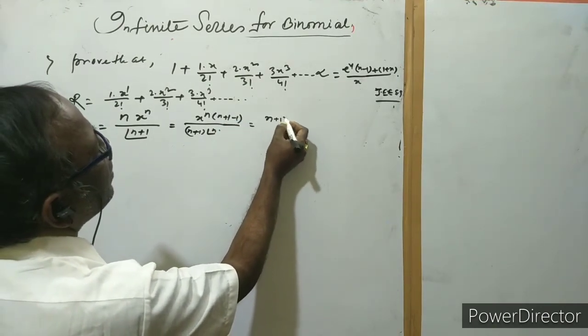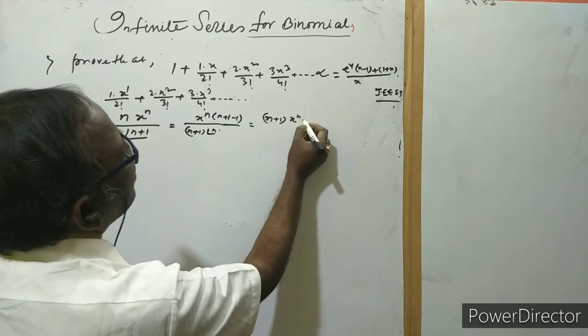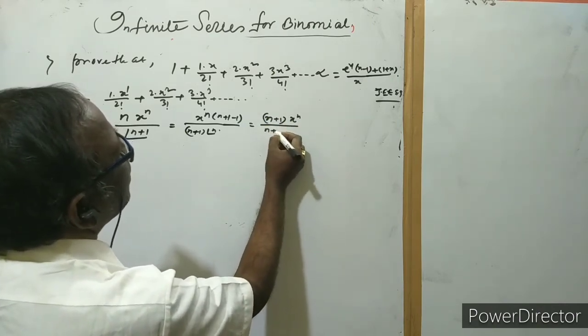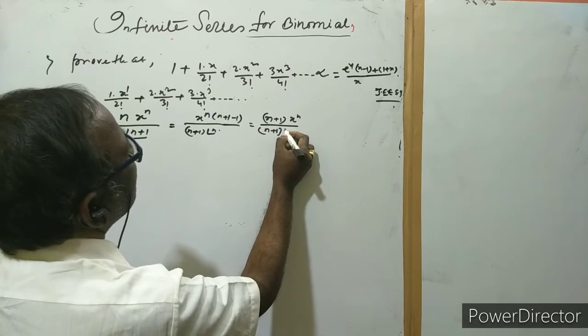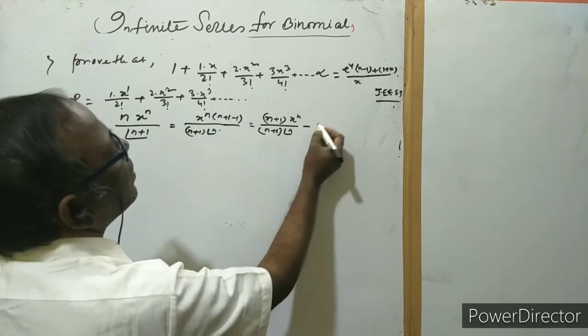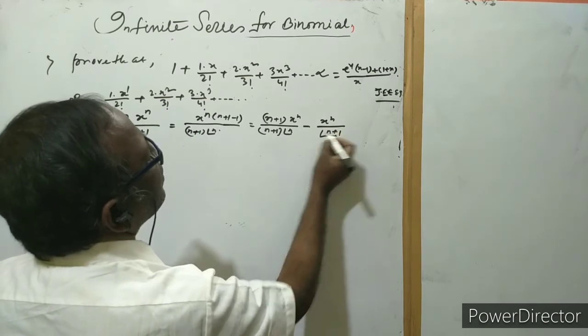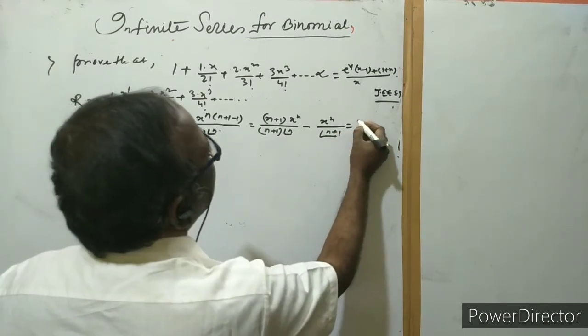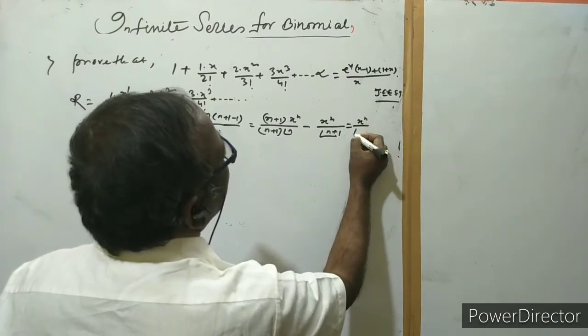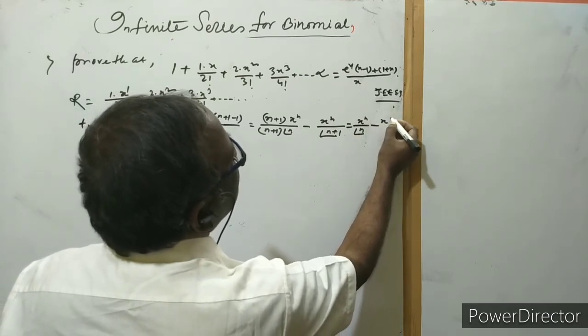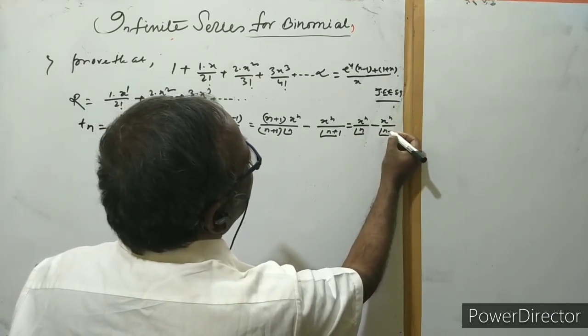So n plus 1 and x to the power n by n plus 1, and this is factorial n. Now x to the power n by factorial n plus 1. Now you can write here x to the power n by factorial n, minus x to the power n by factorial n plus 1.